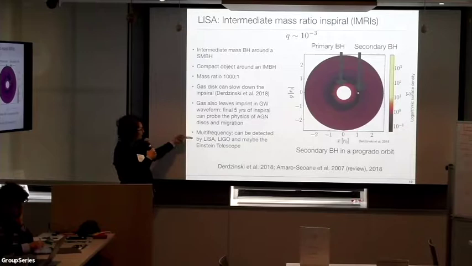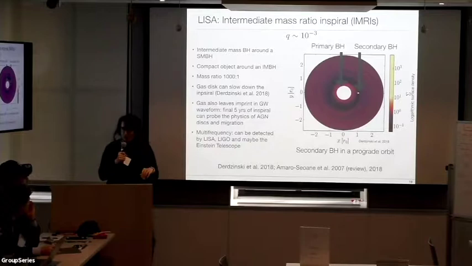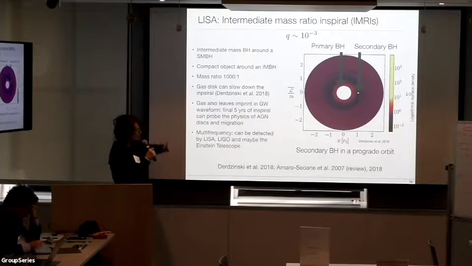So the multi-frequency signal can be detected by LIGO, LISA, and also by the Einstein telescope. The Einstein telescope is the next generation gravitational wave detector. It'll be buried underground, will be cryogenic, will do all of the things in the future, solve world hunger, as per usual.